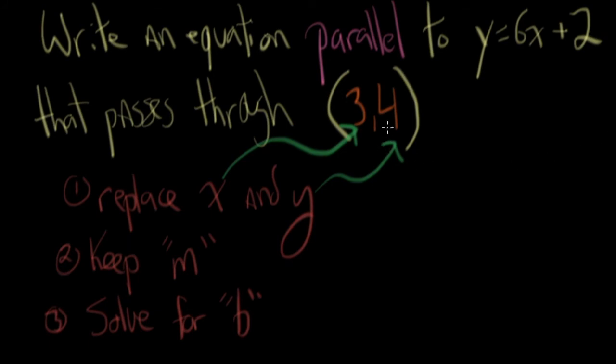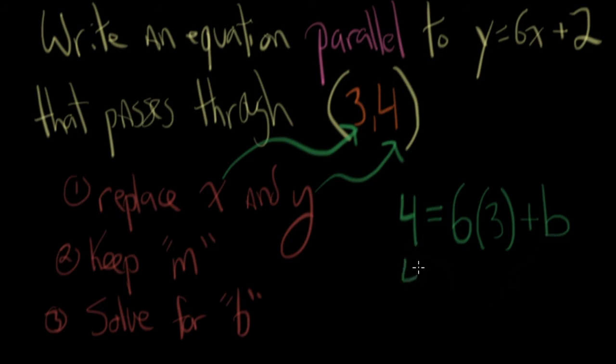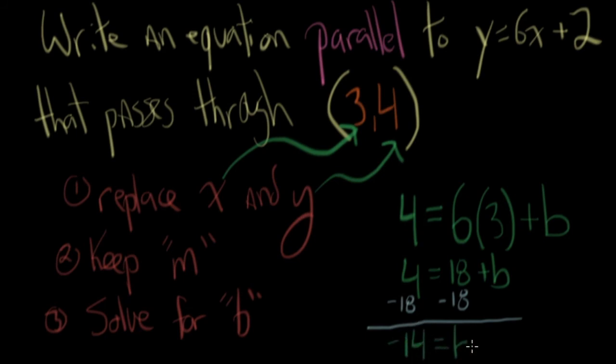So let's go and do that. I'm going to put the 4 where the y is. So I'm going to put 4 is equal to, and now this is parallel, so it's going to keep the same slope. So 6, I'm going to replace the x with 3, and I don't know what b is, so I'm going to go like this. Boom. That's all I'm doing. So 4 equals 18 plus b. So it's some basic math, right? I'm going to subtract 18, and b would equal negative 14. So that's my new b.